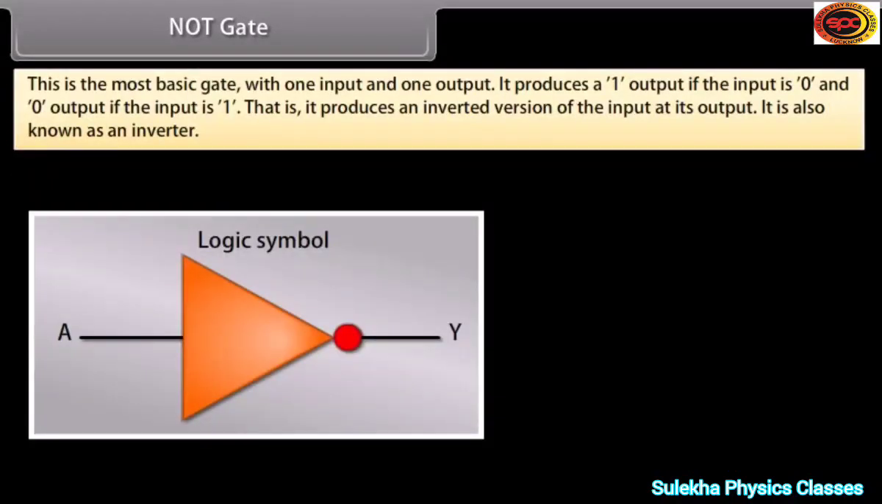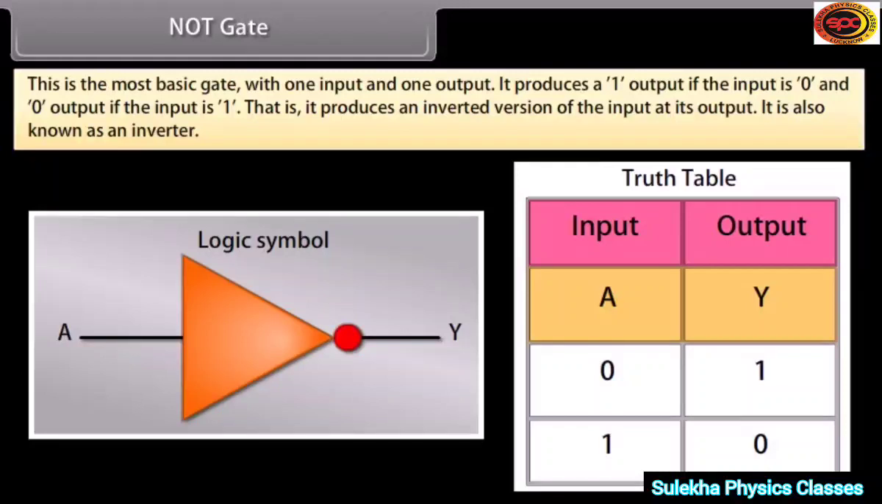NOT gate. This is the most basic gate, with one input and one output. It produces a 1 output if the input is 0 and 0 output if the input is 1. That is, it produces an inverted version of the input at its output. It is also known as an inverter.